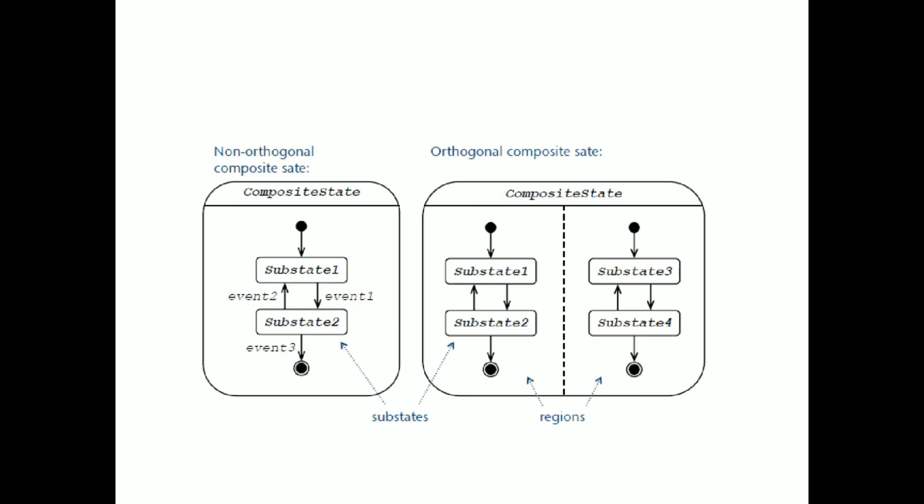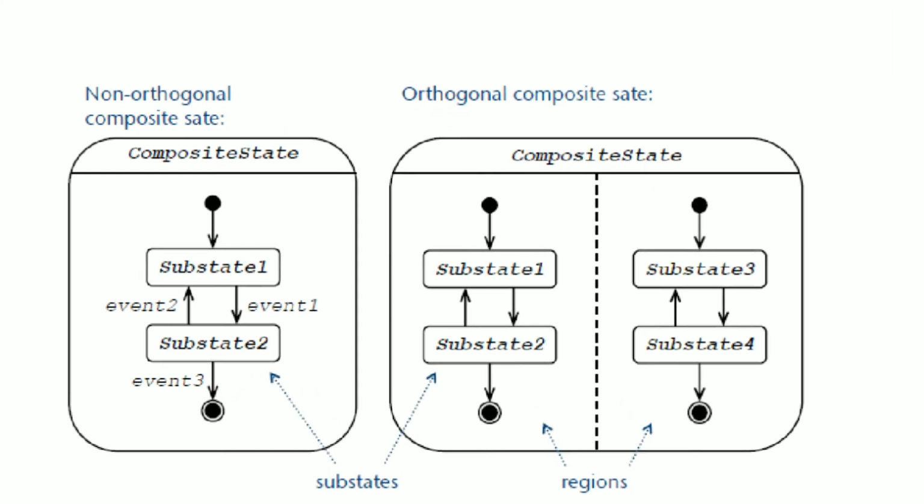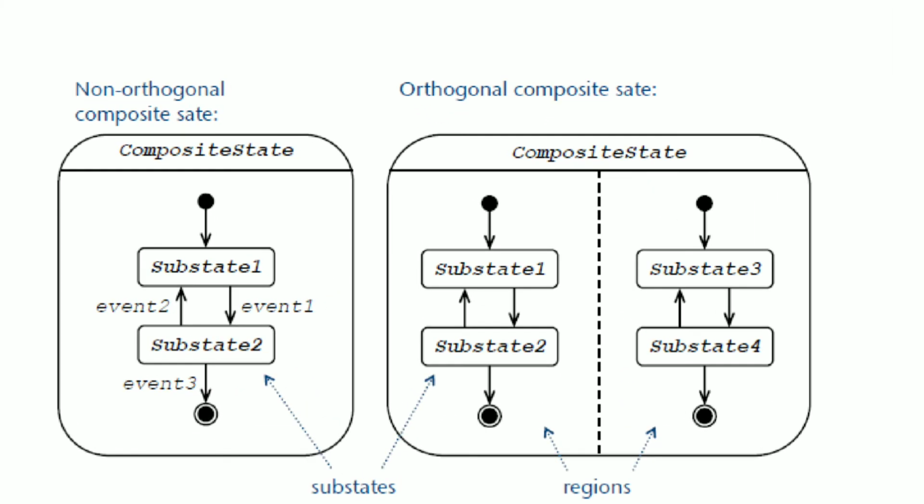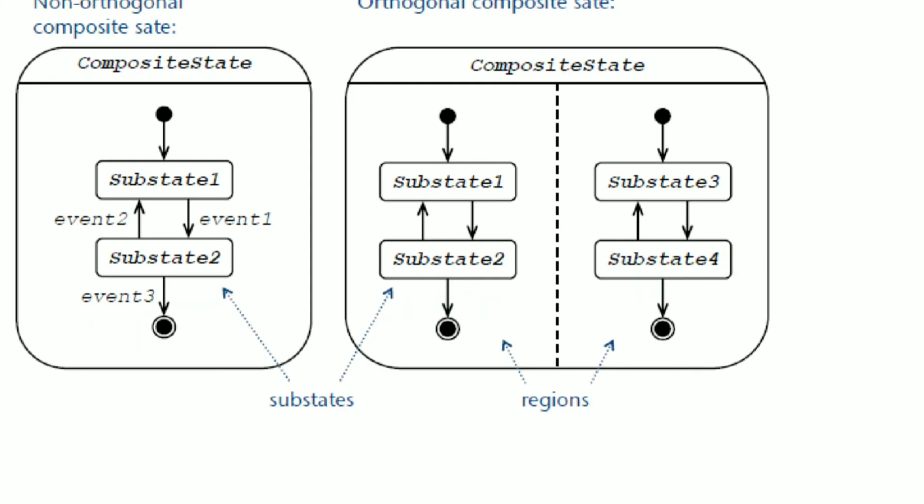Now see, here in this diagram, non-orthogonal composite state, you can see here substate 1 and substate 2, to and fro event, and event 3 when final state. Here composite state region only. So substate 1 and substate 2, and these two regions. Here also your initialization, then stop, and event 1, event 2 for the vice versa communication is possible.